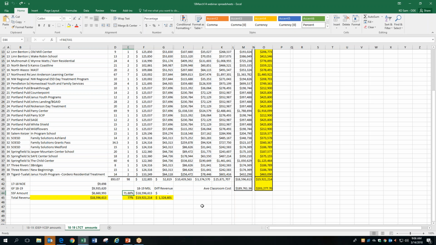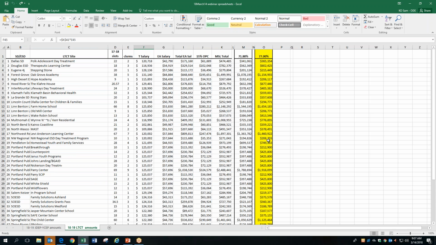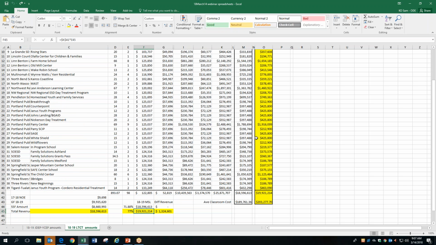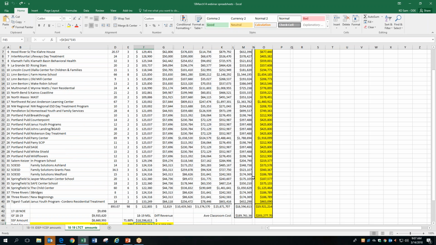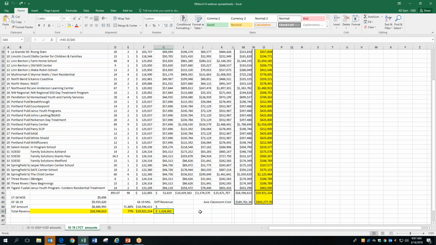But Rochelle was able to find money for us, so we can supplement our revenue of 8.5 million with additional money, so we can bring everybody up instead of 68% for 17-18 to 77%. So now your amounts will be at the 77% level, and we're going to use 1.3.